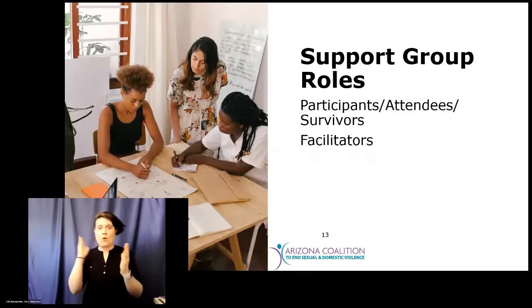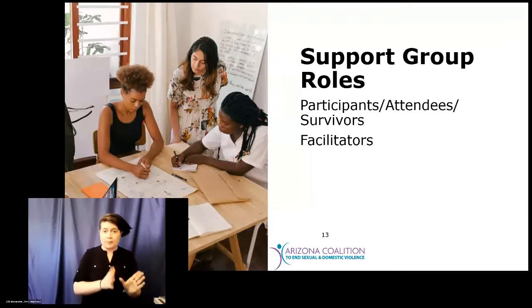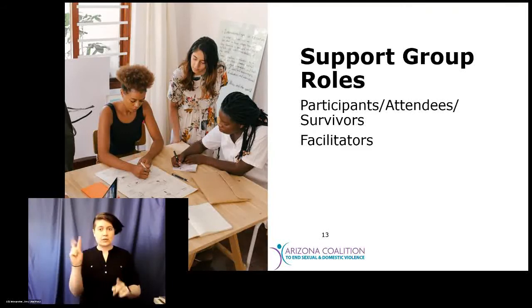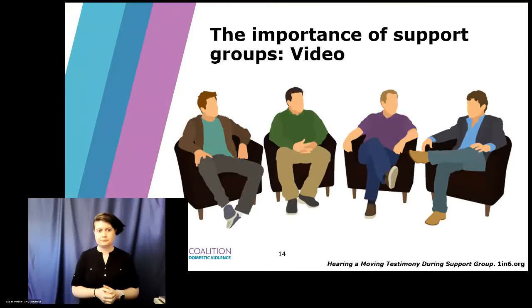Then we have some support group roles. So we have the participants, attendees, survivors, and then we have the facilitators. Usually we use the word survivors when we're talking about people who have experienced sexual violence, but during this series, I will predominantly use the term participants. And now we are going to watch a video.